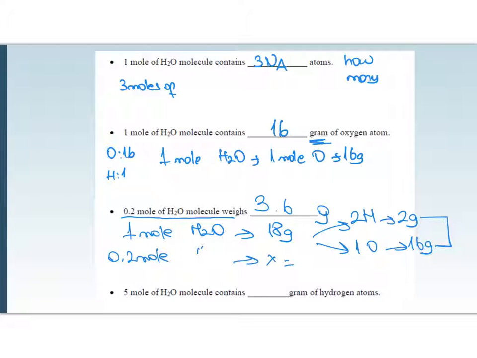Final one. 5 mole of water molecule contains how many grams of hydrogen? In this case, a specific atom is asked. So here is my ratio. 1 mole of water contains 2 grams of hydrogen. So if you have 5 mole here, this means that you're going to multiply by 5 and lead up to 10 grams of hydrogen.